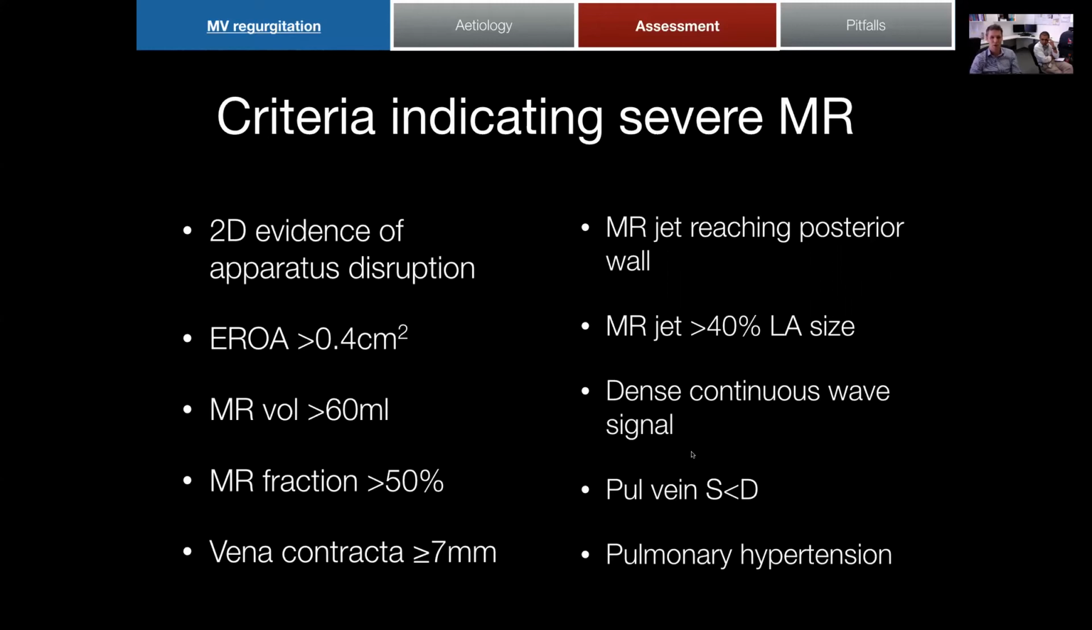Nice ones here, which is the pulmonary vein having that systolic blunting, or systolic flow reversal, which is associated with severe MR. And the last is the pulmonary hypertension, because of the flow going from raised left atrial pressure through the lungs back to the right side of the heart. Okay.